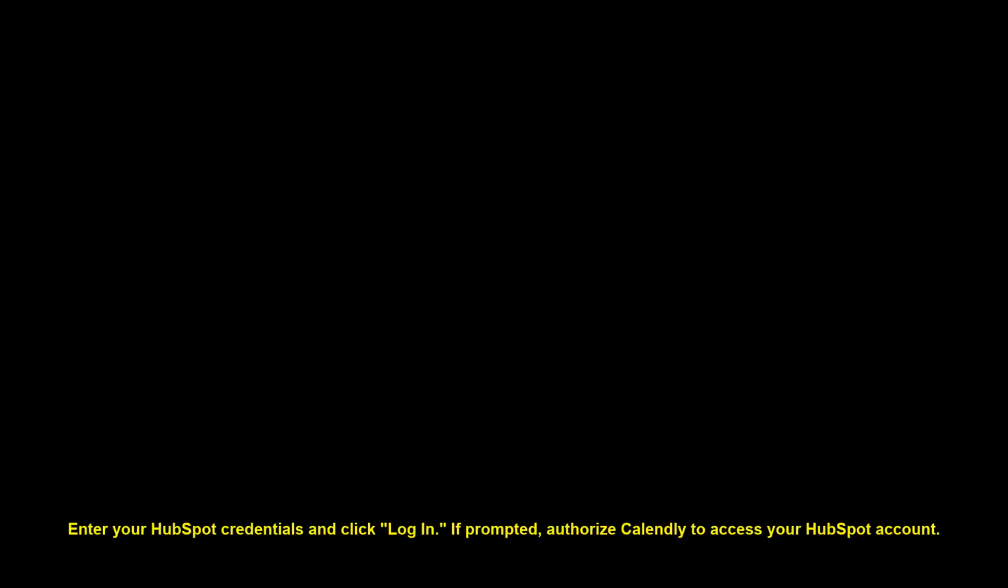You will be redirected to the HubSpot login page. Enter your HubSpot credentials and click Login. If prompted, authorize Calendly to access your HubSpot account. Once connected, you will see a confirmation message.